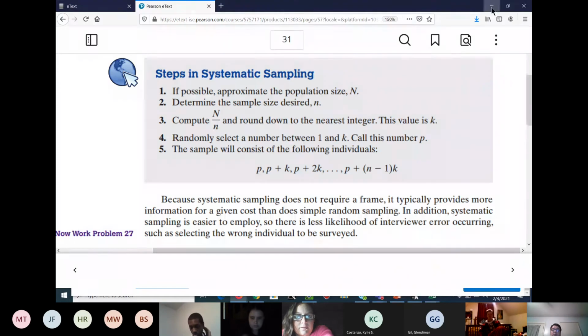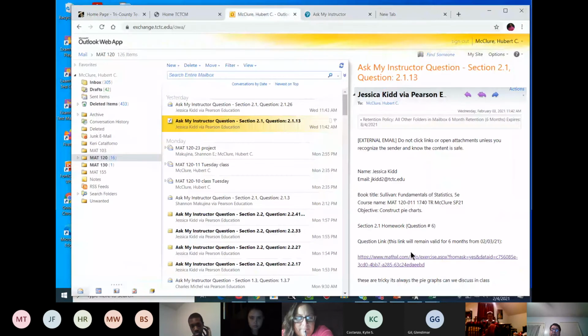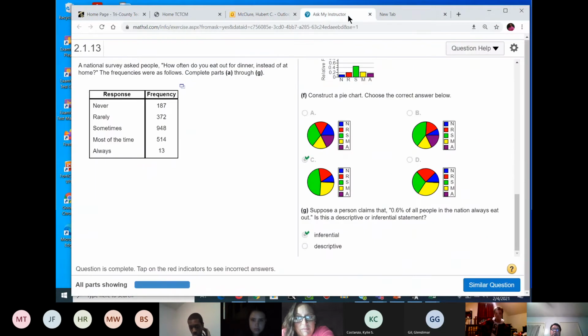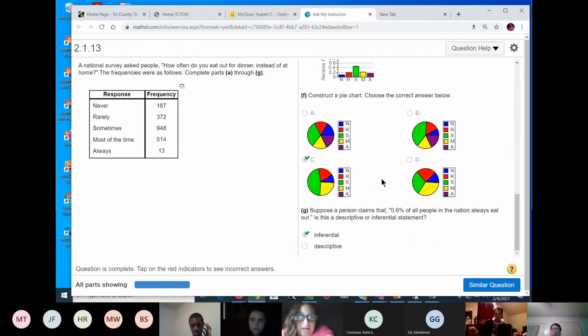The differential and inferential. These are tricky. It always, the pie graph, can we discuss in class? Okay, well, what do you want to discuss? The inferential? Well, no, I think it was more of the pie graph at the time. Okay. I'm just not used to having to do pie graphs, and I didn't do that in college algebra.